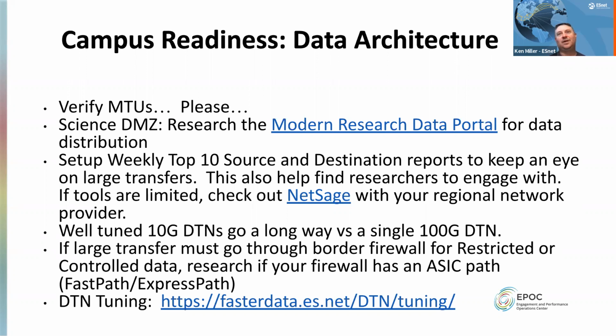When you get to a 100 gig DTN, there are all the extra pieces and extra expense for the optics and different things like that. You can set up a cluster of 10 gig DTNs for some of these other features instead.